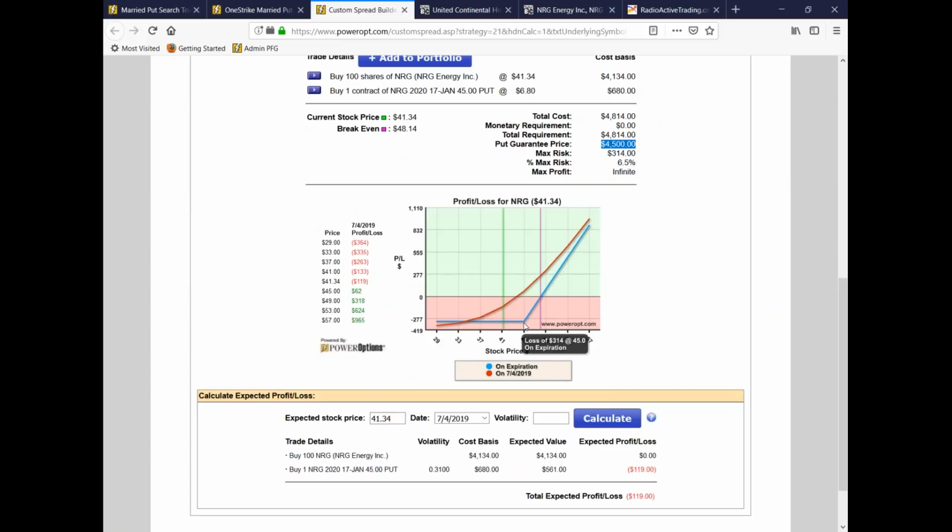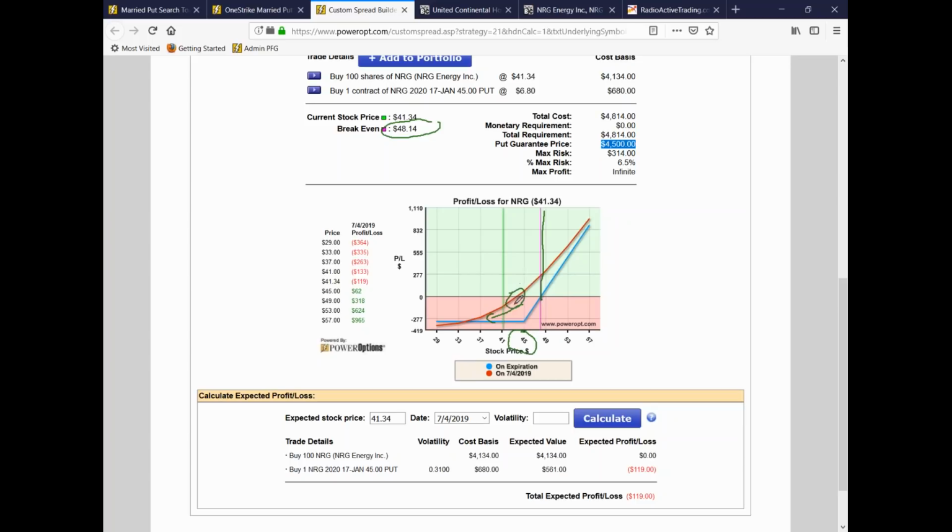And remember, this maximum risk of 6.5% only occurs if I hold the position all the way to expiration, 395 days away. If the stock's still trading below $45 per share, if I make no adjustments, and if I accept no dividends if NRG pays a dividend. Is my break even 48.14? Yes. If I hold the position all the way to expiration, make no adjustments, accept no dividends, that's true.